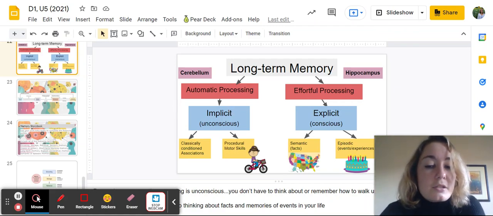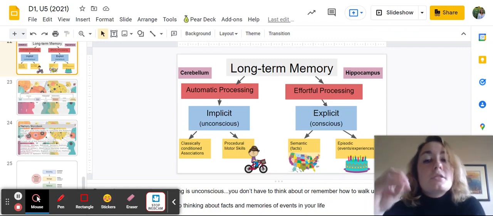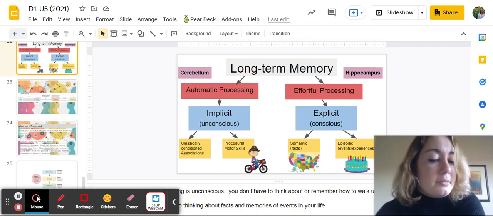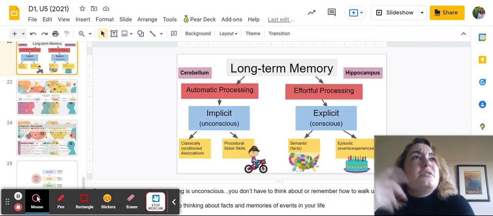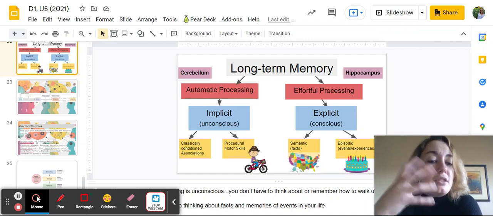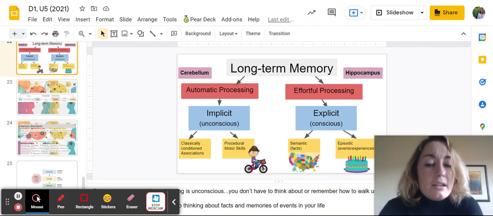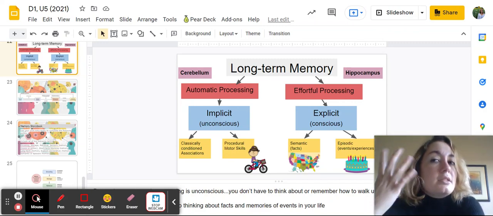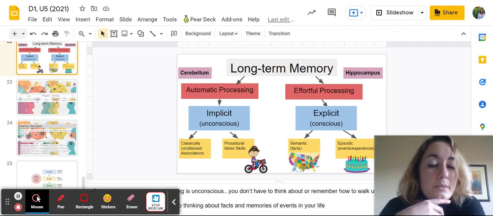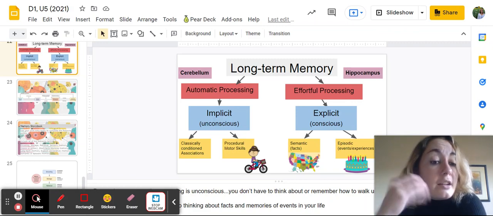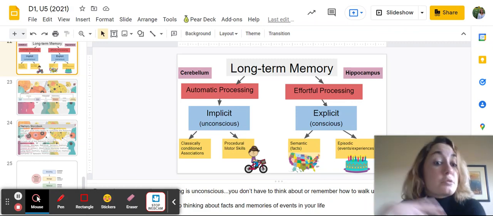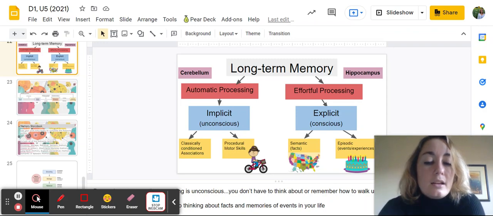So let's get into the division. The first, automatic processing, is also called implicit memory. You can think of implicit like internal: you don't have to really think about it. It's just an internal thing that your body's doing that you don't even have to consciously think about. So implicit are your unconscious memories that your body just does, like muscle memory.